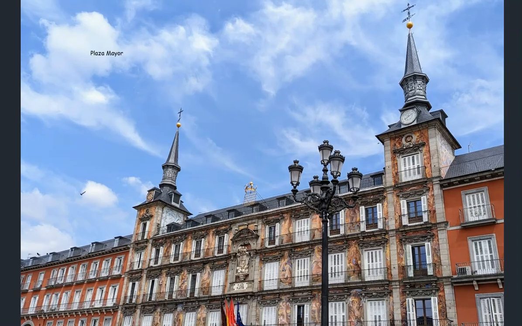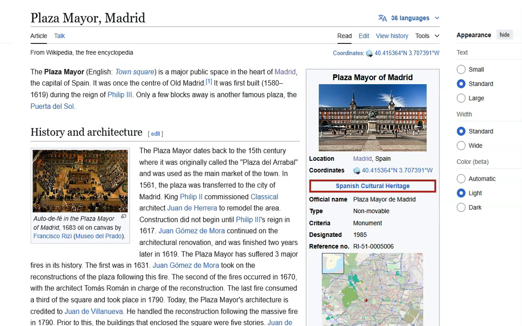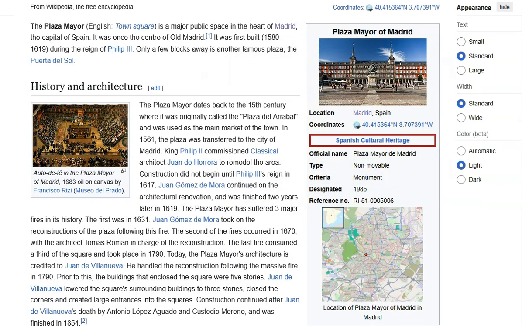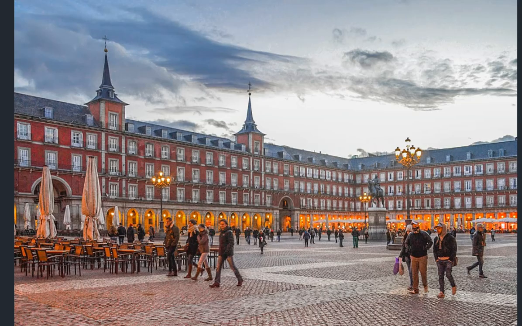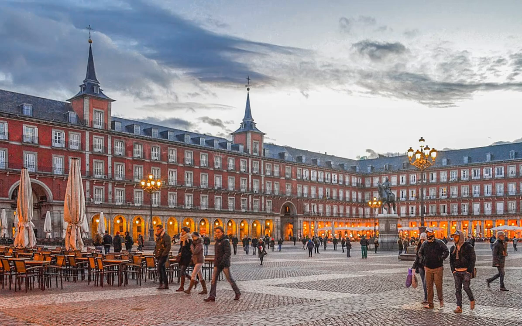The Plaza Mayor. And if you do a quick Wikipedia search on the Plaza Mayor, you'll find that this thing goes through a series of fires down through the years. You can see here construction didn't begin until 1617. Suffered 3 fires in its history. You can read more of that if you'd like. I think all of that is a misdirection. Certainly a destination location if you're going to Madrid. Some sort of central meeting area.